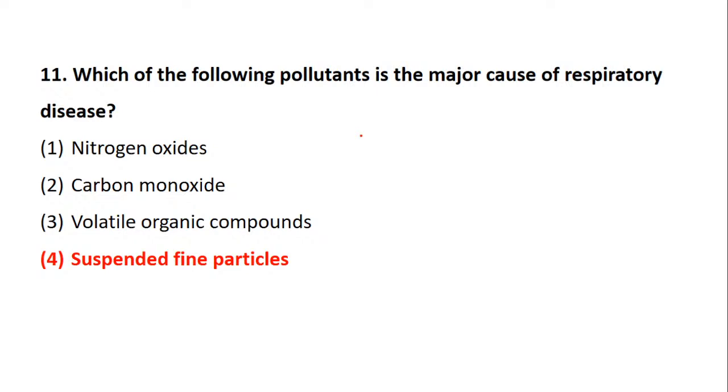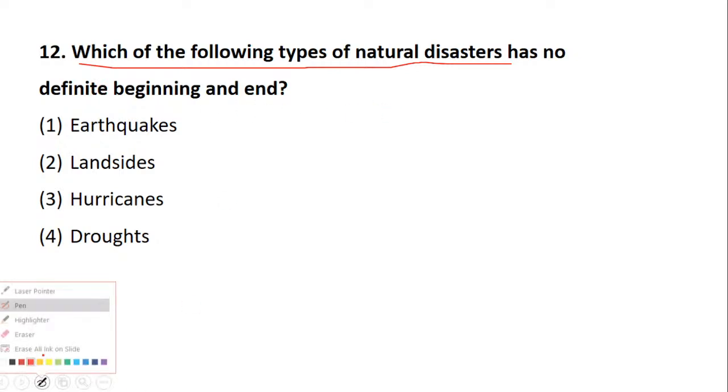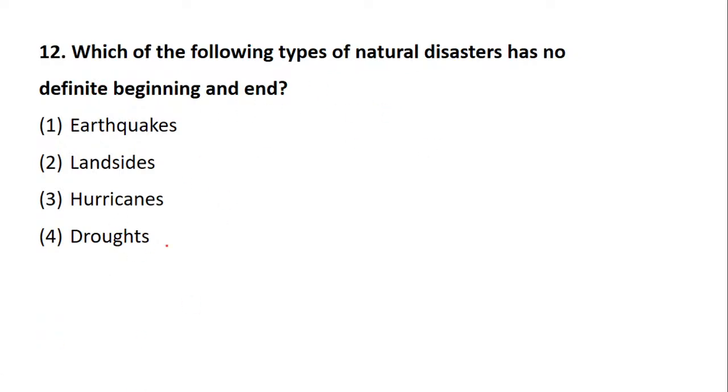So you have to just be careful. These things are very factual. You have to know about it in order to come up with the right answer. Fine. Now the 12th question. This is again very easy, in case you know about it. Which of the following types of natural disaster has no definite beginning and end? Means you can't predict the beginning and end: landslides, hurricanes or droughts. Which of them does not give any definite beginning and end?